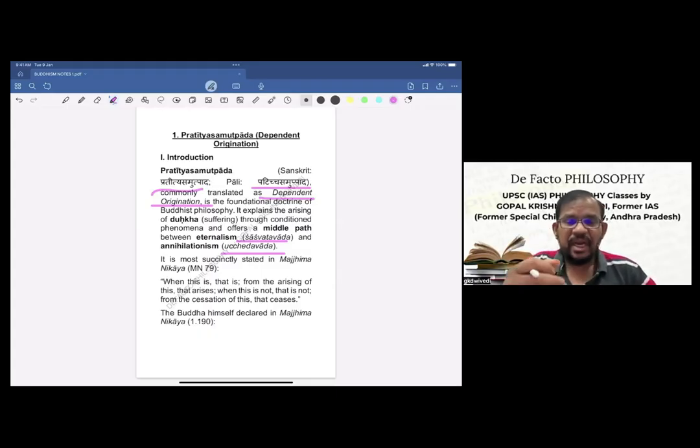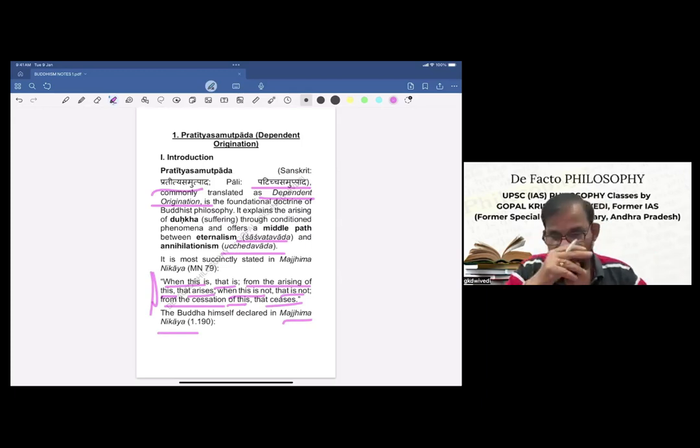Now, what has been stated in Buddhism: when this is, that is; from the arising of this, that arises. When this is not, that is not. From the cessation of this, that ceases. This is basically stated in the Majjhima Nikaya, a Buddhist scripture. In that it has been mentioned, and they are basically explaining Pratyut Samutpad in this sentence.